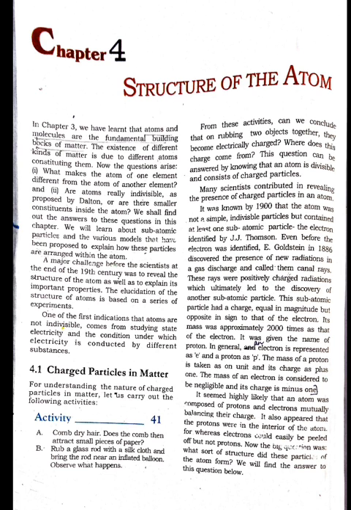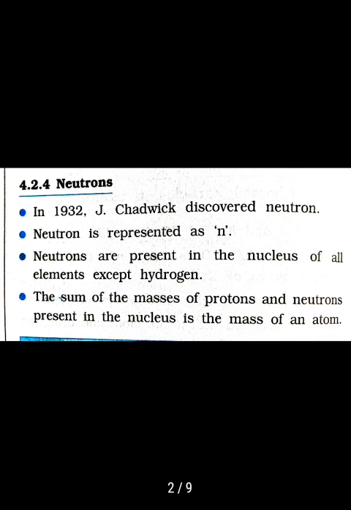The third subatomic particle, the neutron, was discovered in the year 1932 by J. Chadwick. The neutron has no charge and its mass is nearly equal to that of a proton. Neutrons are present in the nucleus of all atoms except hydrogen. So neutrons are absent in hydrogen. In general, a neutron is represented as n, small letter n.